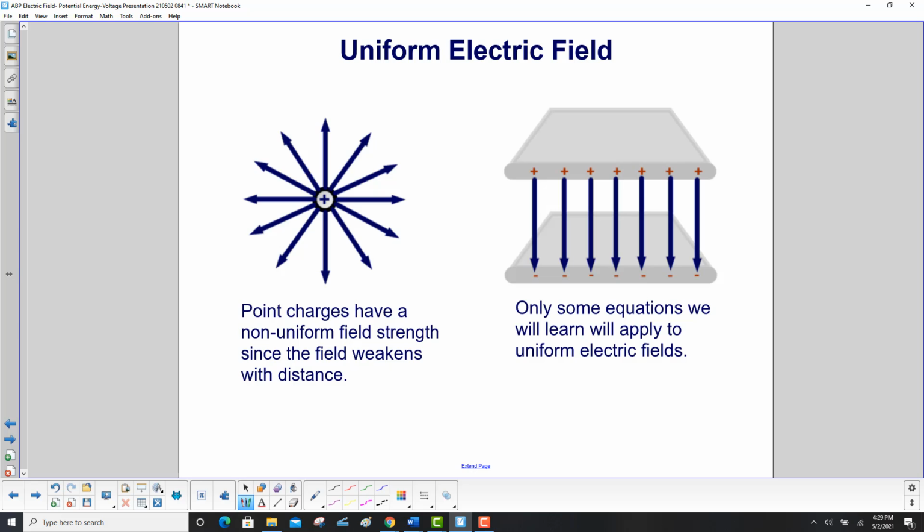Point charges have a non-uniform field strength. See the electric field arrows, they get farther away from each other the farther out you go. Right here, they're kind of close. Here they spread out. So, the field weakens with distance. Only some equations we will learn will apply to uniform electric fields. Or see how these are all the same distance apart and the same length? That means the electric field is constant.